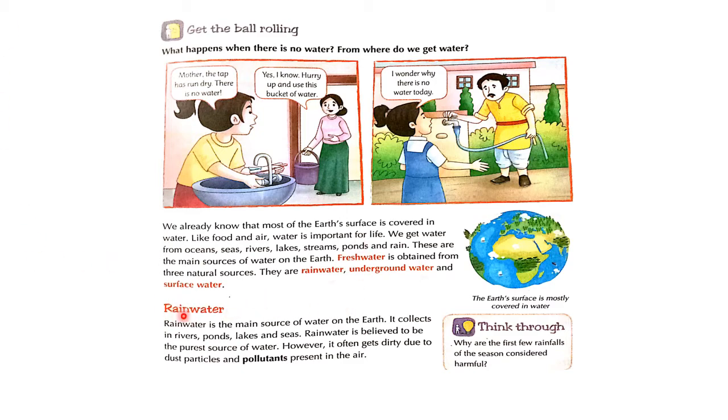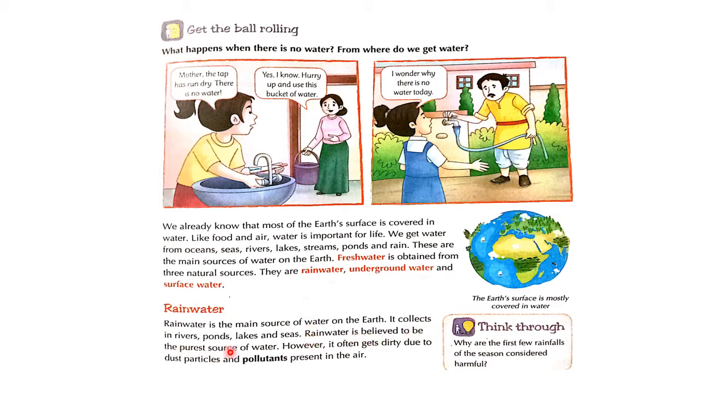First, we will see rainwater. Rainwater is the main source of water on the earth. It collects in rivers, ponds, lakes and seas. So when rain falls, it gets collected in rivers, ponds, lakes and seas.